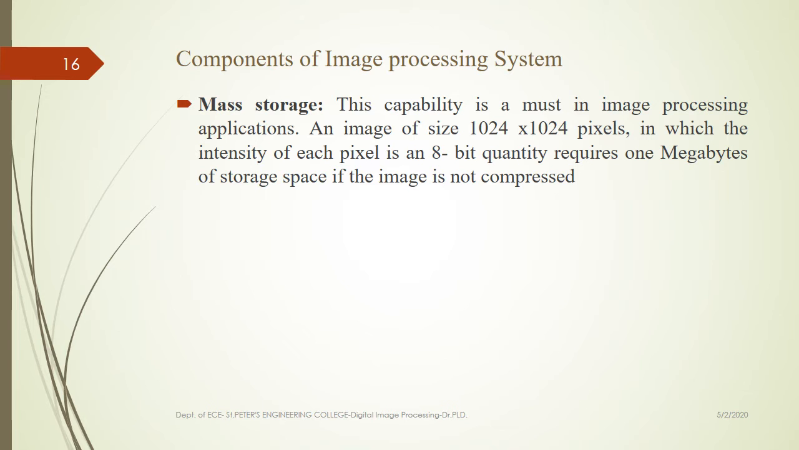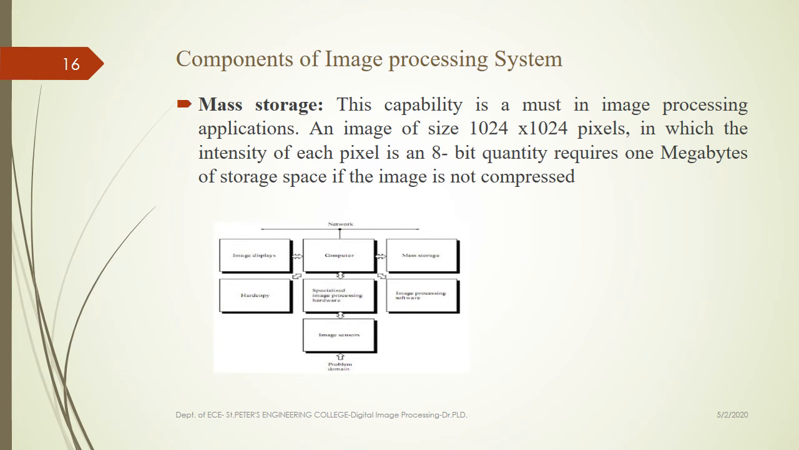That much space is required to store that particular image. That's the mass storage capability of a system, which also supports effective storage of these processed images. If compression is possible, meaning the compressed images, we can store more of them within the availability of the storage. So mass storage is this block beside the computer.